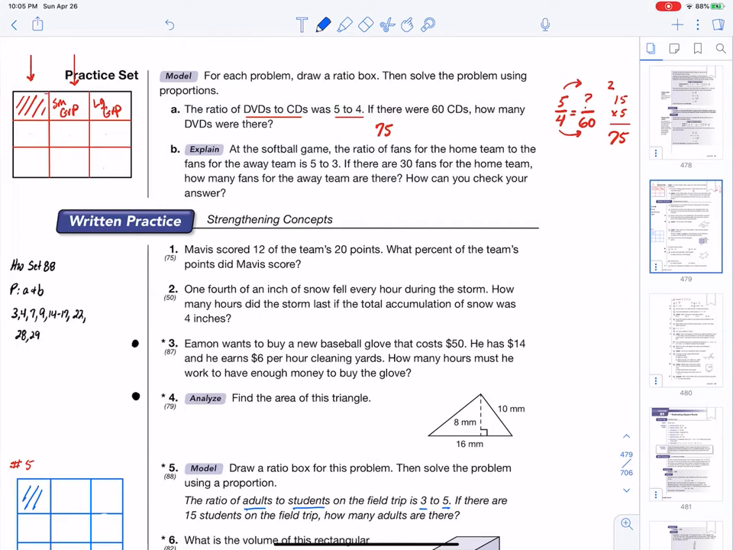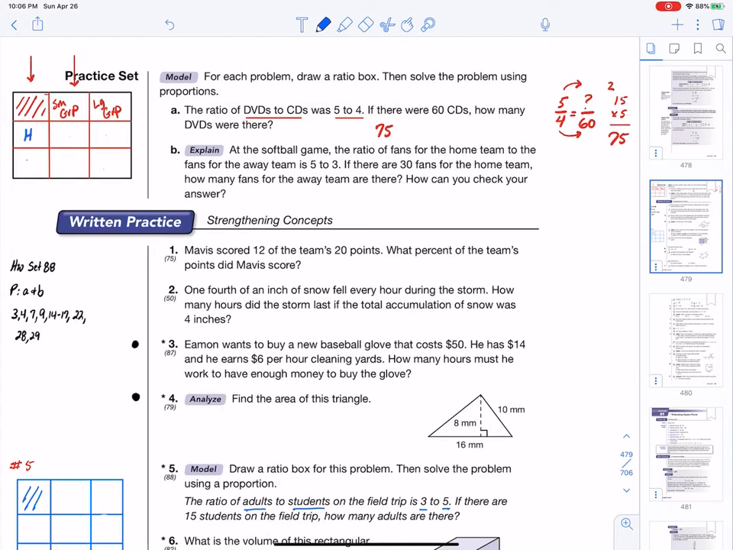Here we go. So at the softball game, the ratio of fans for the home team and fans for the away team are 5 to 3. So home and away fans, right in order how it reads in the sentence, home, then away. And then for the second part, it says 5 to 3. That's the second part of the first sentence, so it's my small group. 5, then 3. It says for the second, or the large group, if there are 30 fans for the home team, how many fans are there for the away team? So 30, and then away is what I don't know. This part of the box is what I'm interested in.